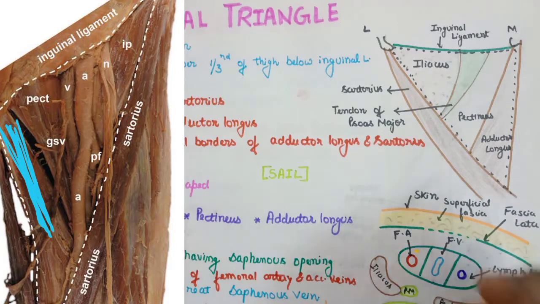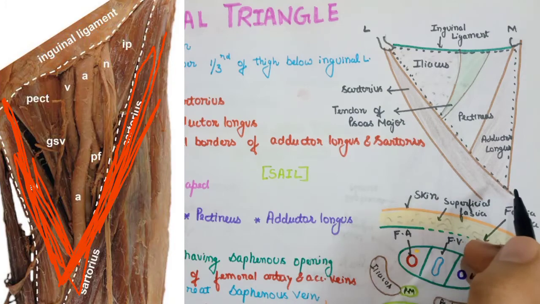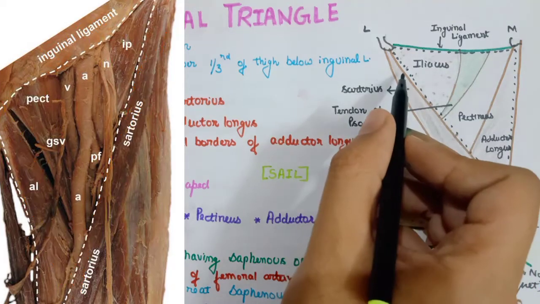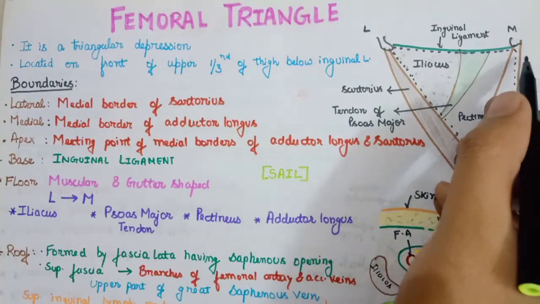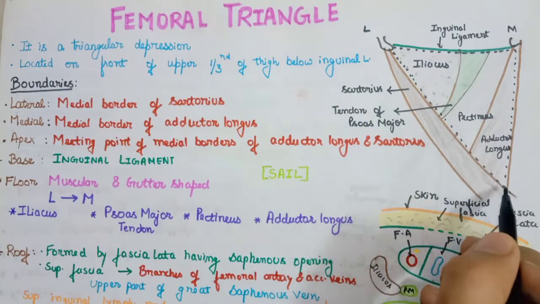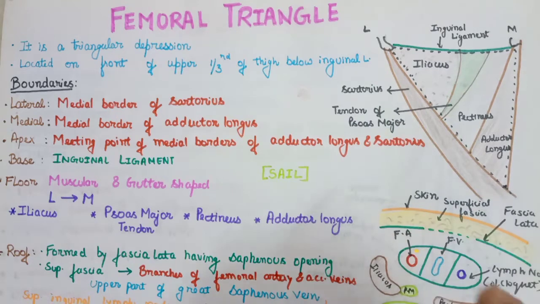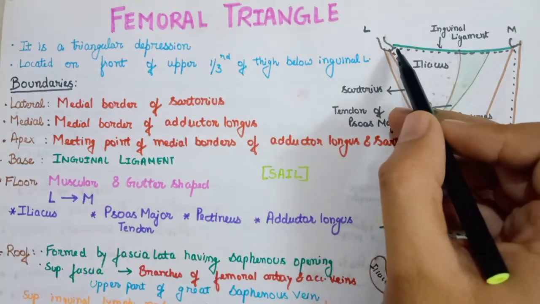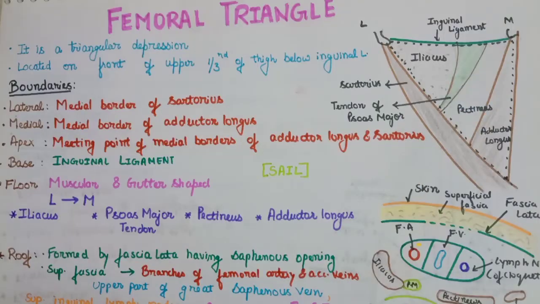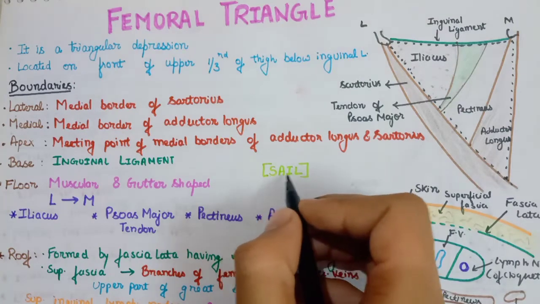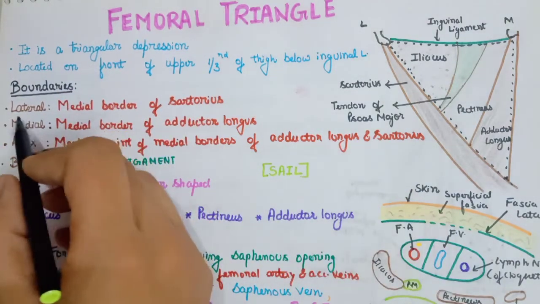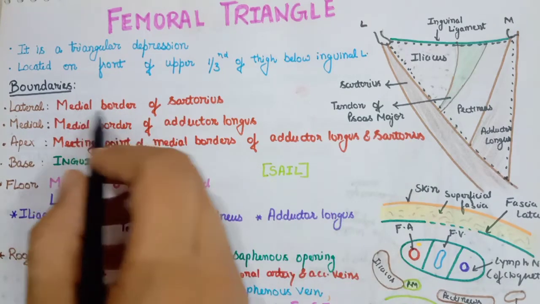Now the apex, as you can see, is formed by the meeting point of the medial border of the Adductor Longus and the Sartorius. The Sartorius medial border and Adductor Longus medial border meet at a point which forms the apex of the femoral triangle. The base, as you can see in this diagram, is formed by the inguinal ligament. Now a commonly referred mnemonic for the boundaries is SAIL, SAIL. So the lateral boundary will have the S, that's the medial border of Sartorius.